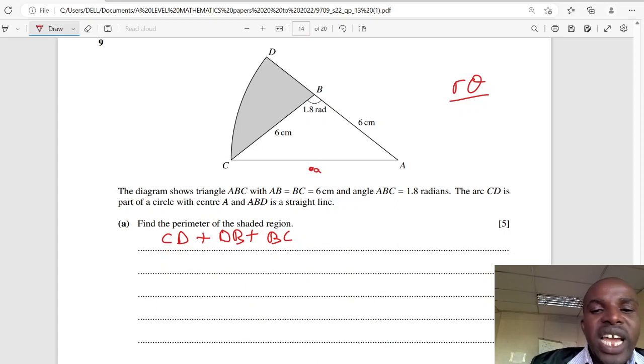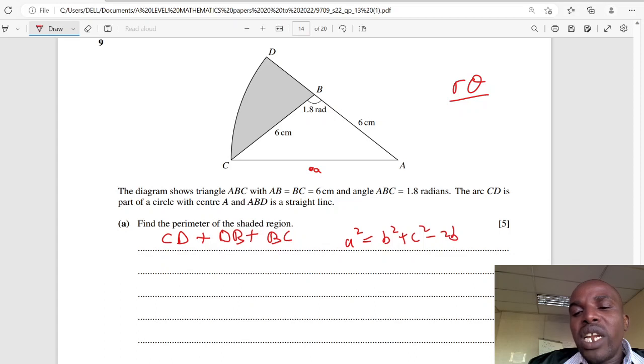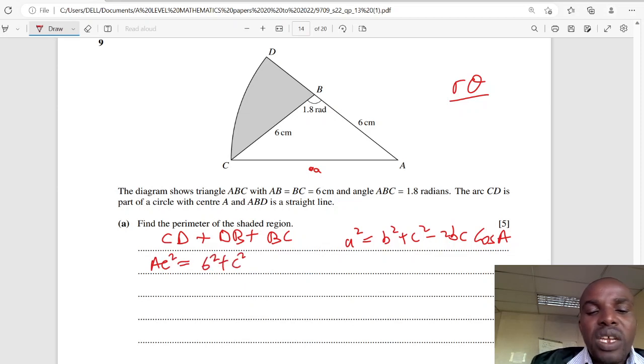So cosine rule, you say A squared is equal to B squared plus C squared minus 2BC cos A, where B and C are the sides which make up the 1.8 angle. So in this case, A squared, which is AC squared, is equal to 6 squared plus 6 squared, then minus 2 times 6 times 6, then cos 1.8. And make sure your calculator is in radian mode. Please take note of that part.